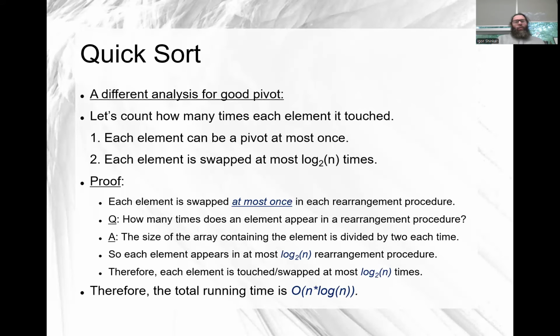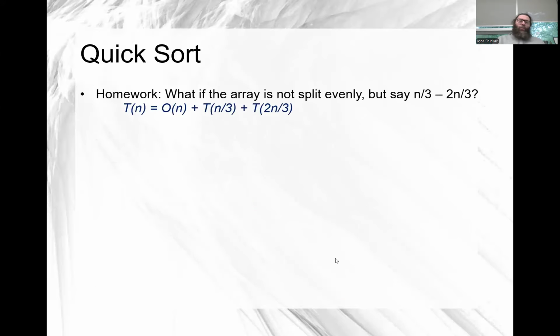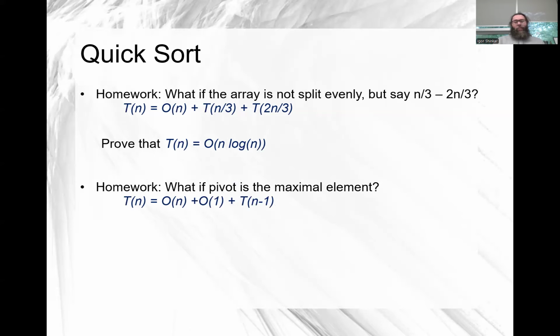Let me give you some exercises, just for practice. Let's say we don't have an ideal pivot, but let's say our pivot splits 1/3 and 2/3. Can you show that the running time is still n log n? Okay, so that's your exercise. Let's say we have some way to choose a pivot so that it's not half-half, but 1/3, 2/3. Show that still the running time will be order n log n.